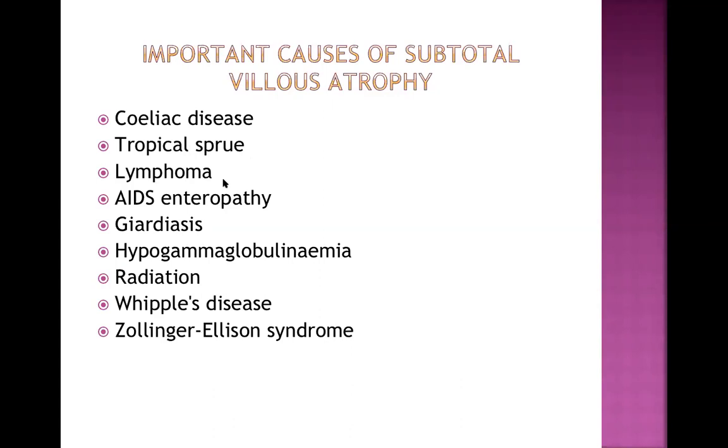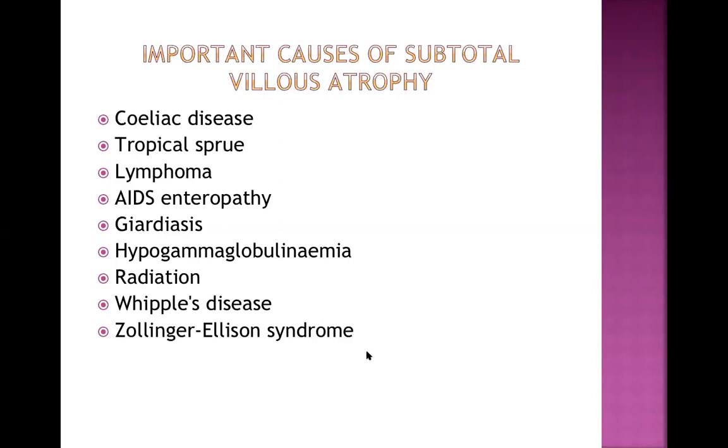Lymphoma, this is a malignancy. AIDS enteropathy, the HIV is damaging the intestine. Giardiasis, especially the chronic type of giardiasis. Hypogammaglobulinemia, a type of immune deficiency condition where there is decreased amount of antibody level. Radiation exposure can damage those villi. Whipple's disease, caused by a bacteria known as Tropheryma whipplei. It is a multi-system involvement.